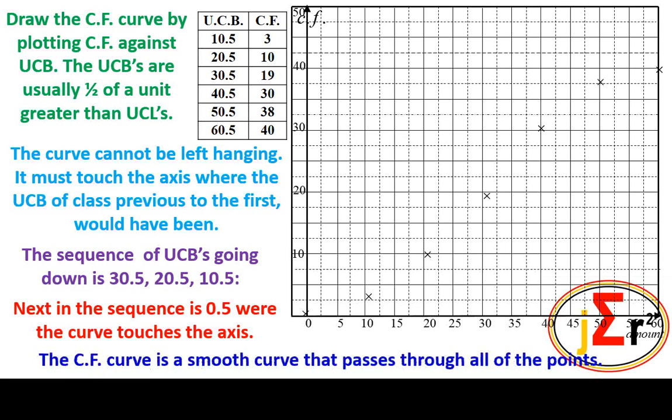And we will therefore complete our cumulative frequency curve. It has to be smooth and well representative of the data. The cumulative frequency curve is a smooth curve that passes through all of the points. And there we have the cumulative frequency curve, as smooth as a cumulative frequency curve can be.